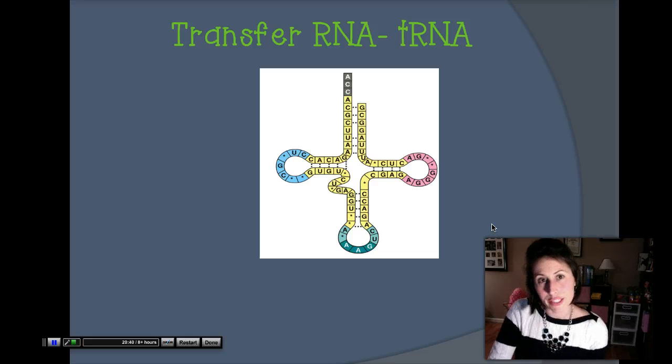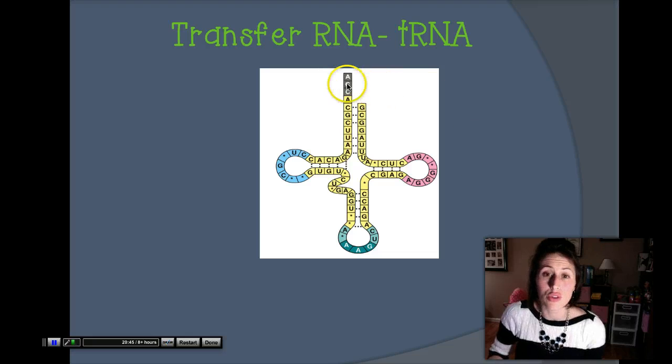Our next character is transfer RNA, or tRNA. And if you look, this is the actual structure of it. It kind of looks like a T. It's still a single-stranded RNA molecule, but it's kind of folded up, and then it's got all these bonds that hold it together to make this T or clover shape.